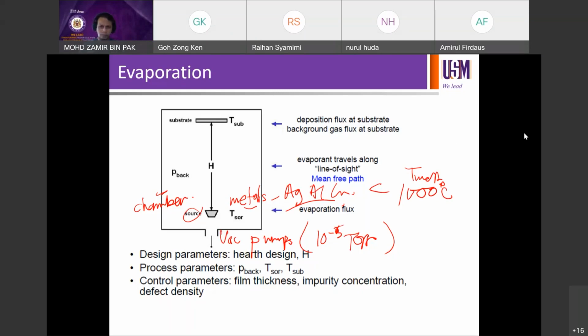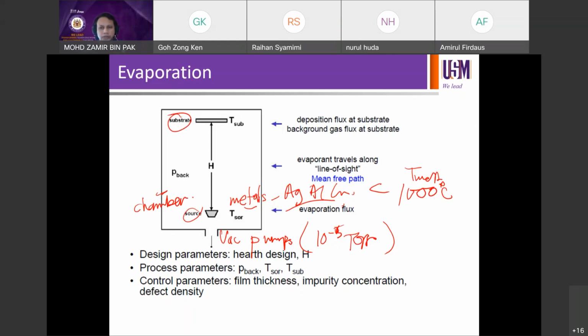So you need to put your source down there, your precursor material or source. Precursor material means the material that you want to work on, right? At the bottom will be your source, and the H there, the vertical distance, is the separation distance between your source to be evaporated and the substrate. The substrate stays up there. It can be a silicon wafer, a glass substrate, a plastic substrate, or some other materials.